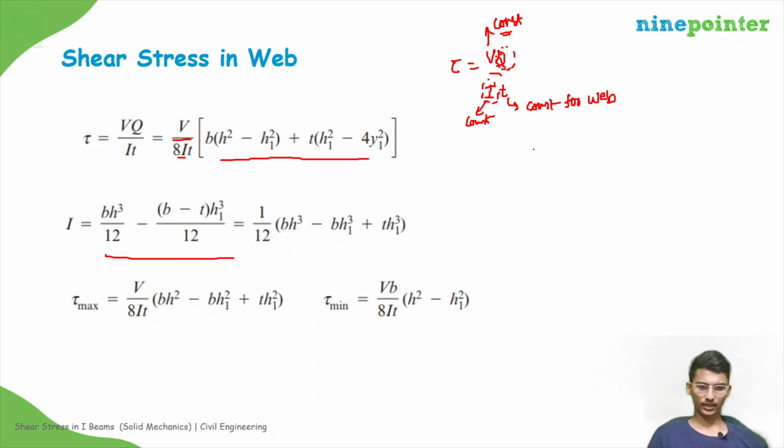How will you calculate the I? See, this is something like this, and this one, right?